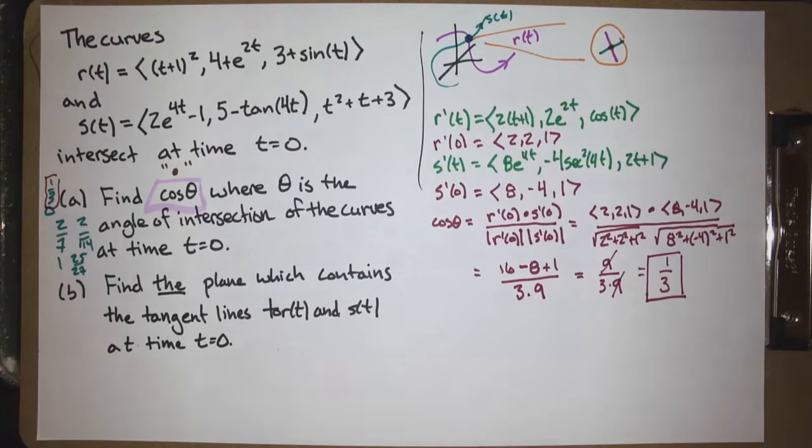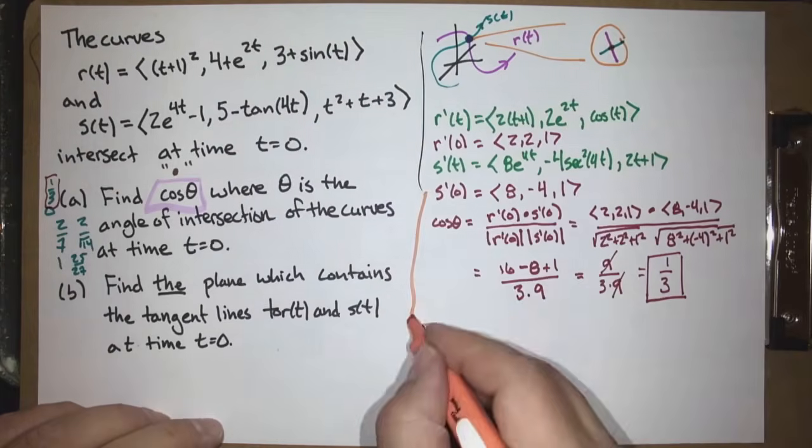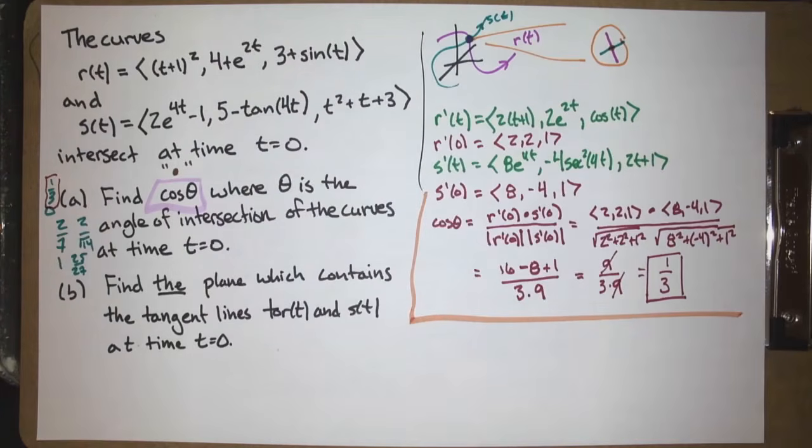All right. Well, now that we're almost out of space, part B: find the plane which contains the tangent lines to r of t and s of t at time t equals 0. Now, I'll be honest with you, I actually don't know the answer to this one. I haven't computed it yet. But did anybody compute it? Yes? Do you have an answer? Can I write it down? Sure, go for it.